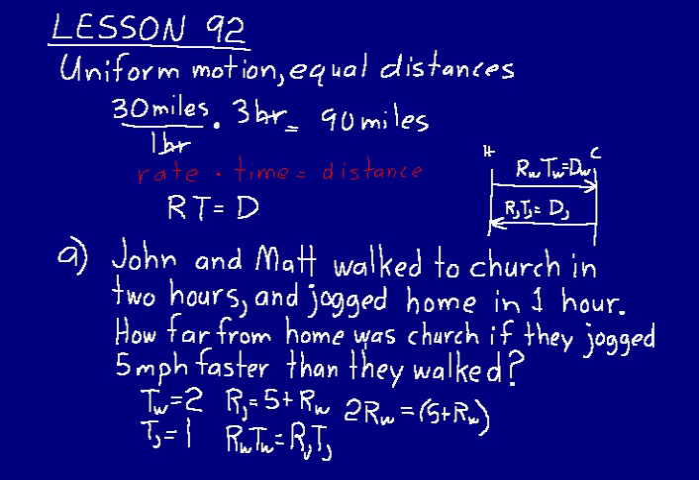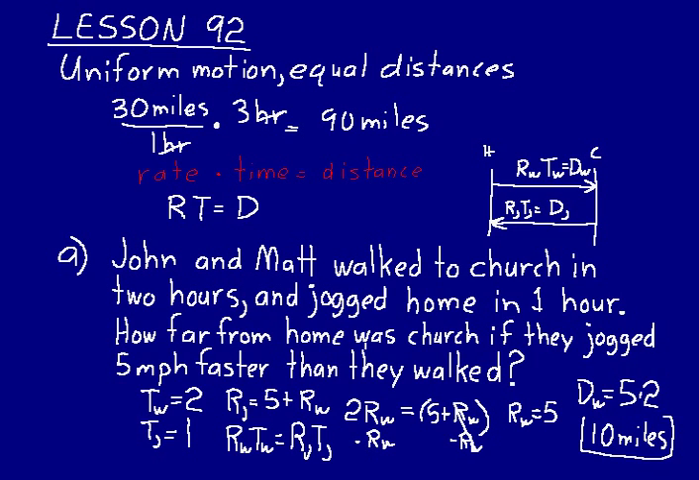So we have 2RW is equal to 5 plus RW. We can subtract RW from both sides, and that would cancel on the right, and we'd end up with RW is equal to 5. So to figure out the distance, distance walked equals distance jogged, so we'll say distance walked is equal to 5 times the time walked, which was 2, and so that would be 10 miles. We can write our units. It's not super important that we put our units, but it doesn't hurt. 10 miles was how far they walked.